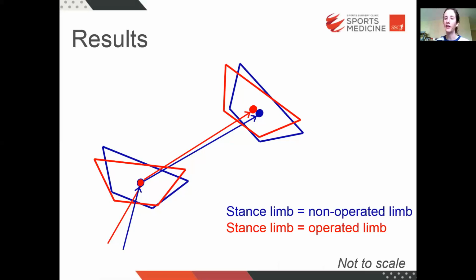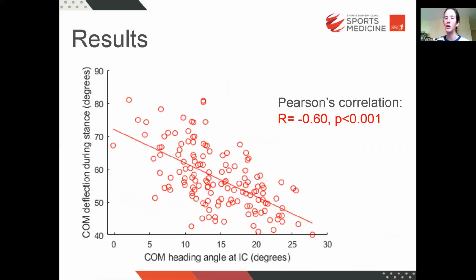We also saw that same trade-off in the variability between participants themselves. So this graph shows the relationship between the centre of mass heading angle at initial contact on the injured leg on the x-axis and the change in centre of mass heading angle during stance on the y-axis. And you can see that those participants who were travelling more in the new intended direction of travel at initial contact were also those who had the least change in heading angle during stance.